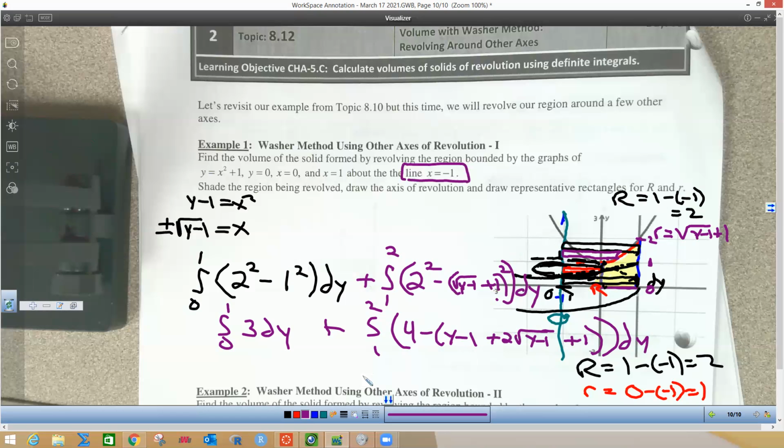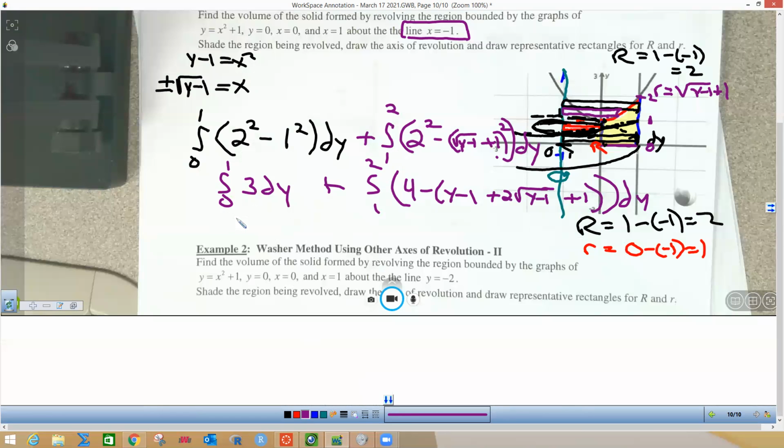So then I would combine like terms. So this part right here is going to be 3y from 0 to 1 plus this part over here is going to be, I'm going to simplify this before I integrate, 1 to 2, and let's see, we got 4, and then I would distribute this minus sign. So this becomes plus, this becomes minus, this becomes plus, this becomes minus, this becomes minus. So I got 4 plus 1 is 5, minus 1 is 4, so I got a 4. And then I got this minus y, and then I got this minus 2, and then I'm going to put y minus 1 to the 1/2 power dy.